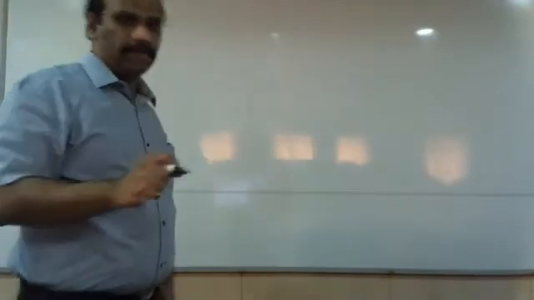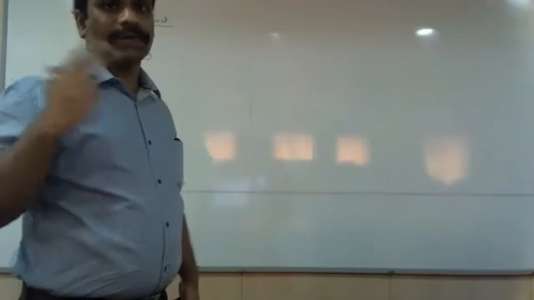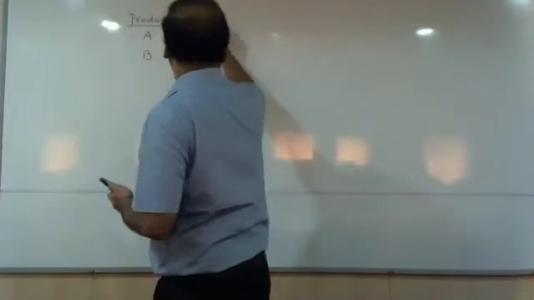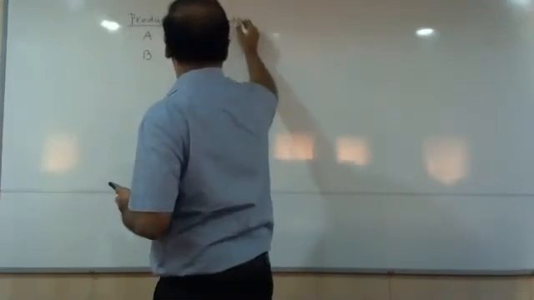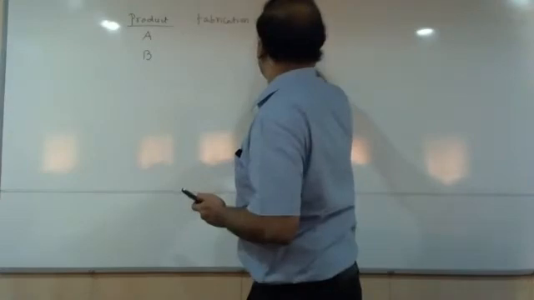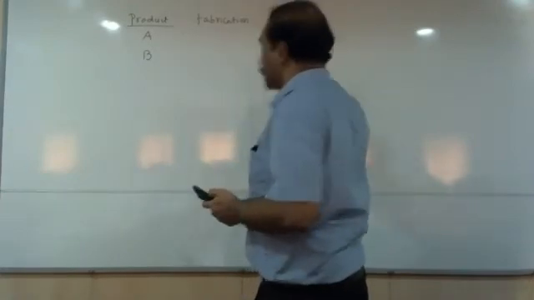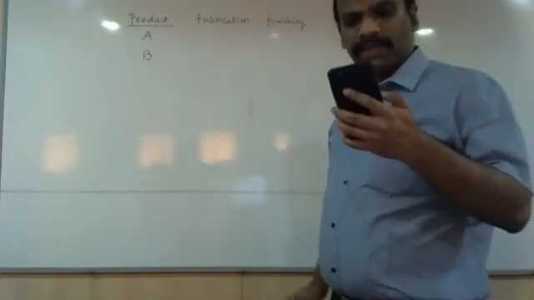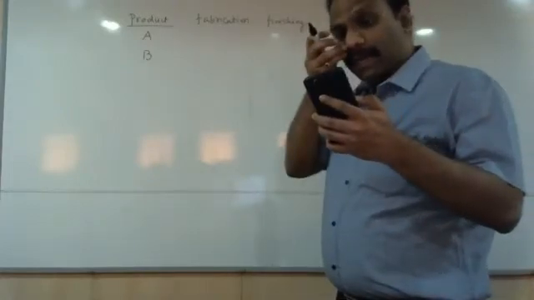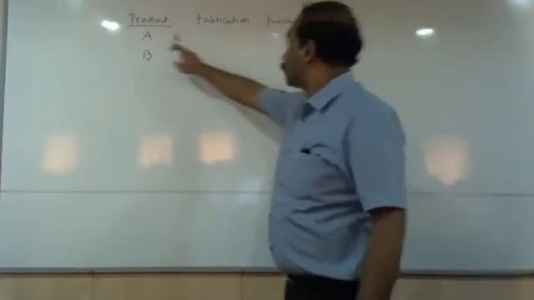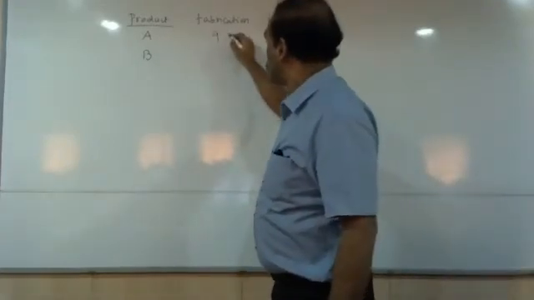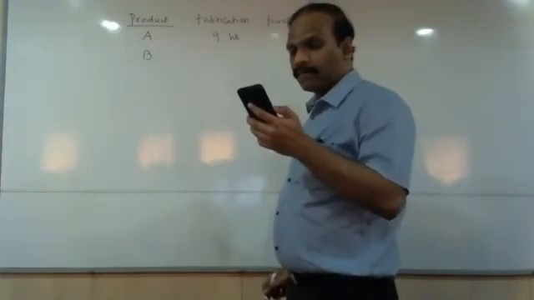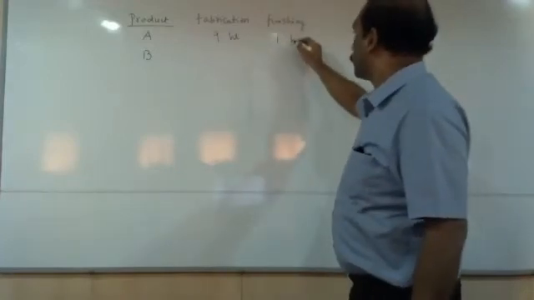Every product of A and B is undergoing 2 different types of processing. Which are the 2 processes happening here? One is called fabricating, and the second one is called finishing. Fabrication and finishing are the 2 important processes happening for each product. They've given that model A requires 9 labor hours for fabricating. So product A requires how much time? 9 hours for fabrication. And similarly, 1 labor hour for finishing.